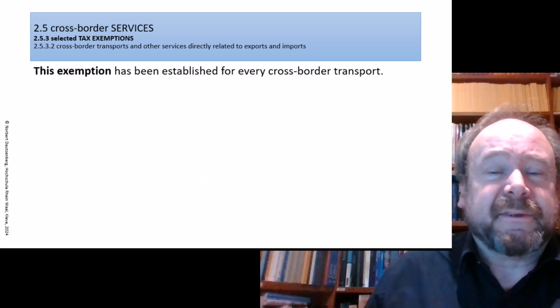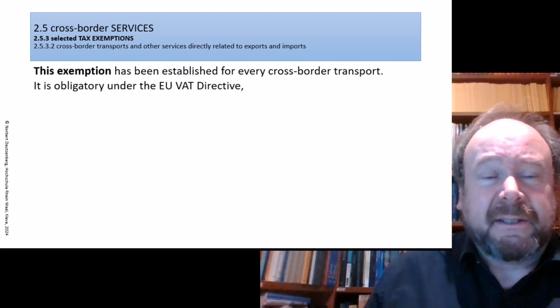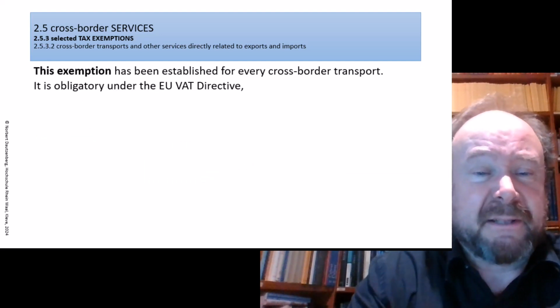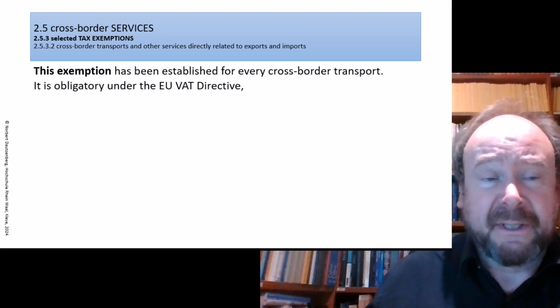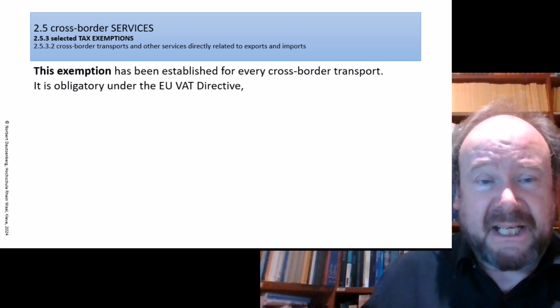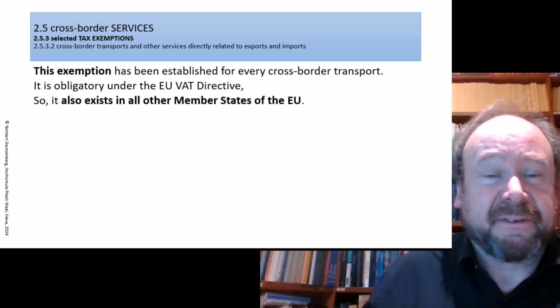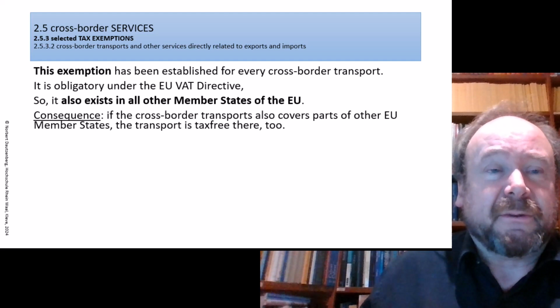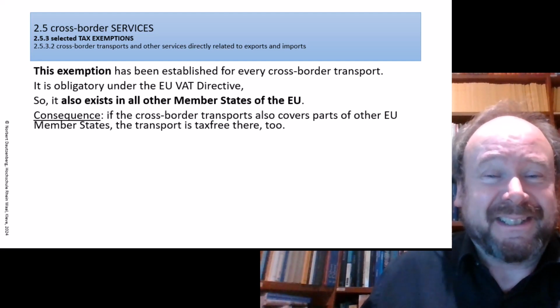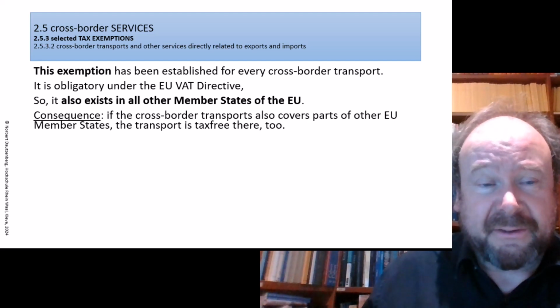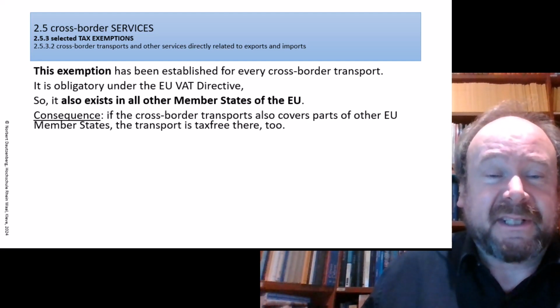Well, so basically this exemption has been established for every cross-border transport. It is mandatory under the EU rules, so it exists in all other member states of the EU. So if the cross-border transport of a good which is going to be exported also covers parts of other EU territories, the transport will be tax-free there too.